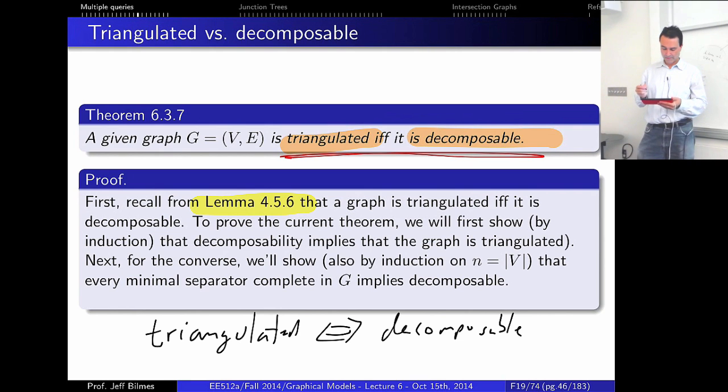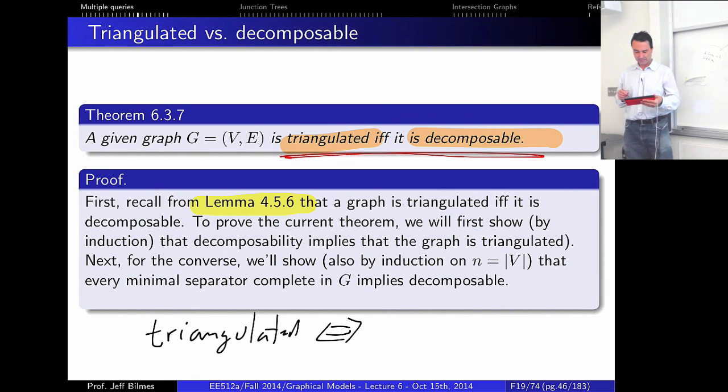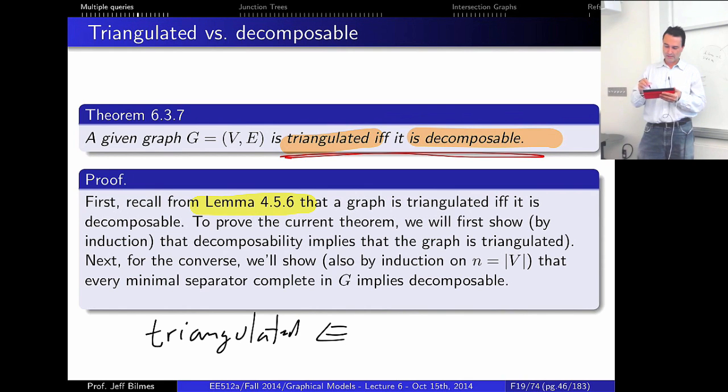Sorry. No. I have a typo in the slide. I'm just going with this typo. Okay. So we have the theorem of 4.5.6: a graph is triangulated if and only if every minimal separator is complete. So hold on a second. Just ignore this bit here.